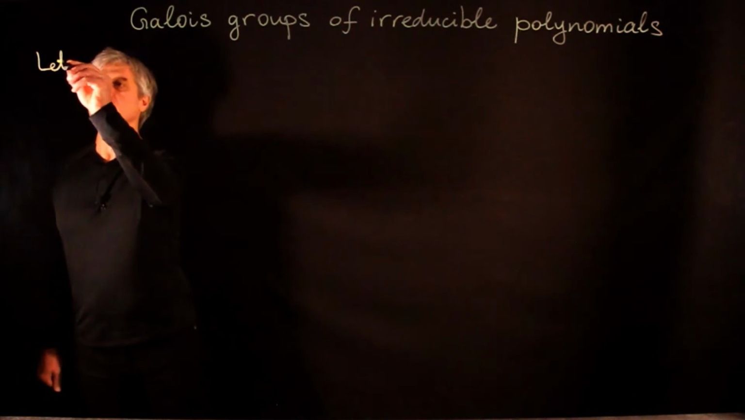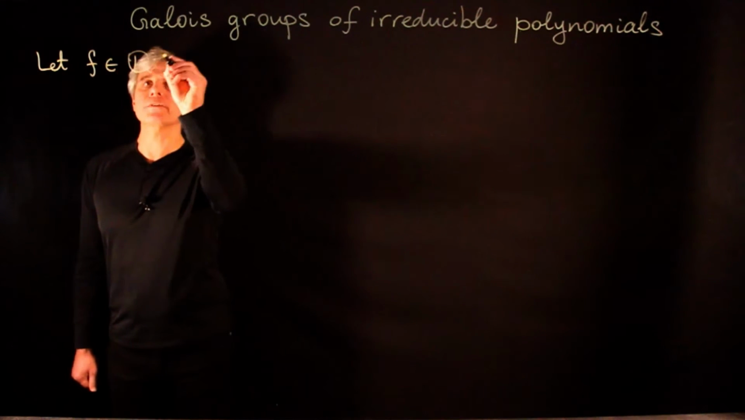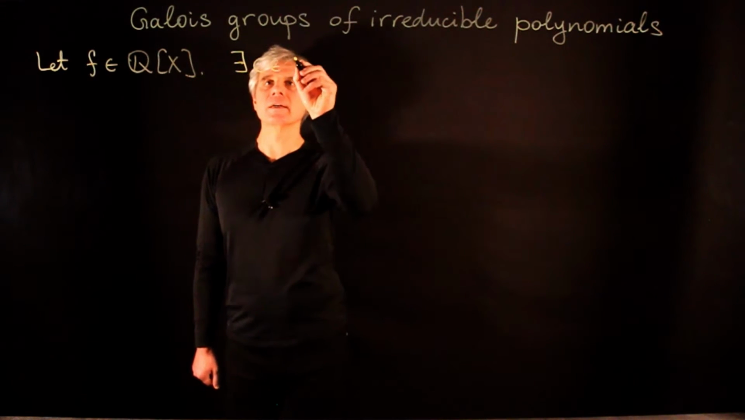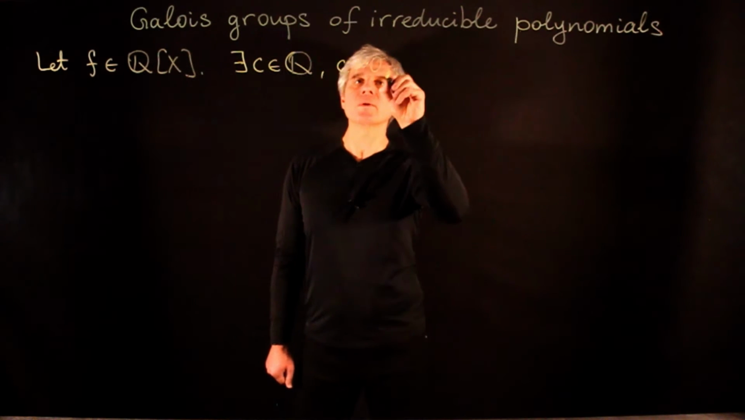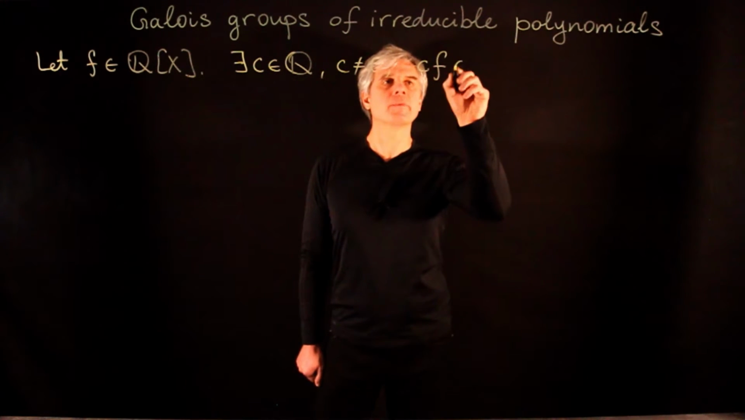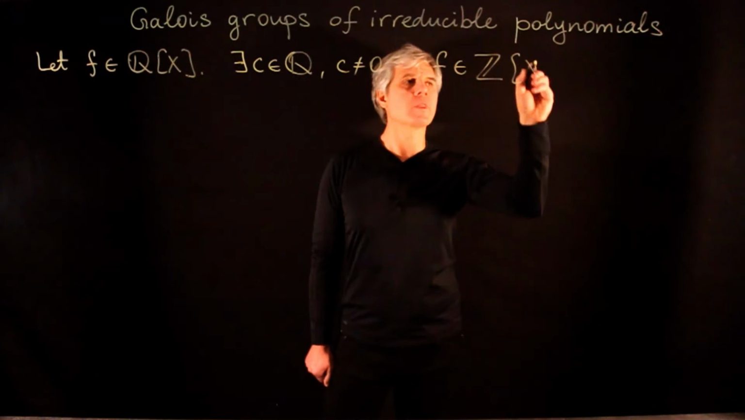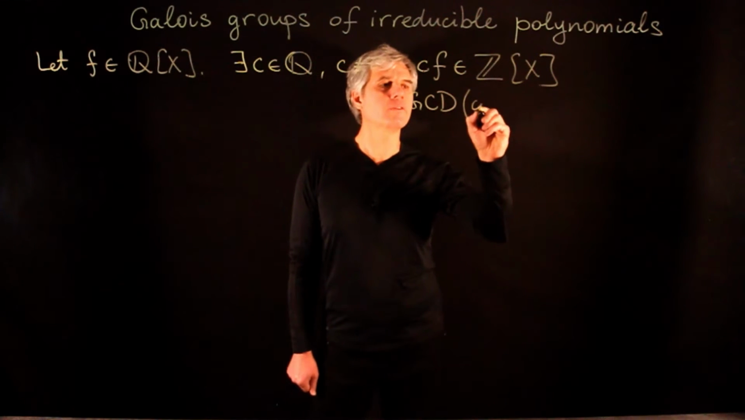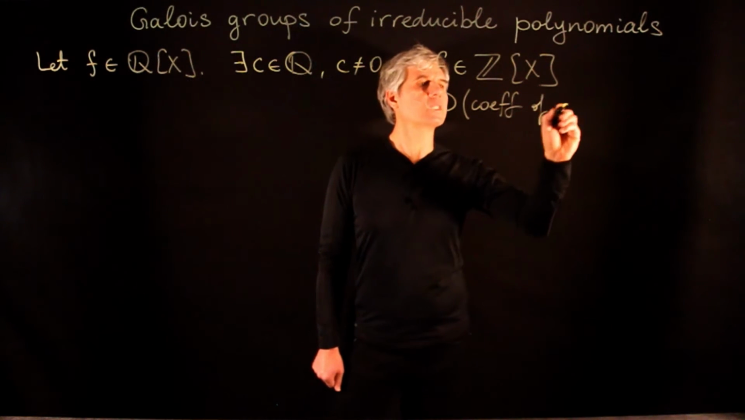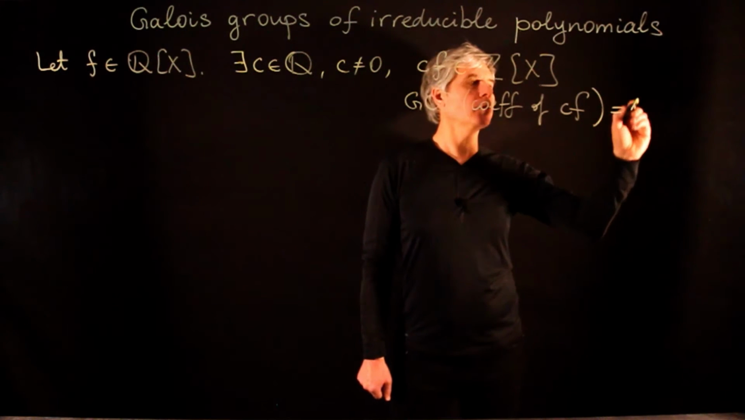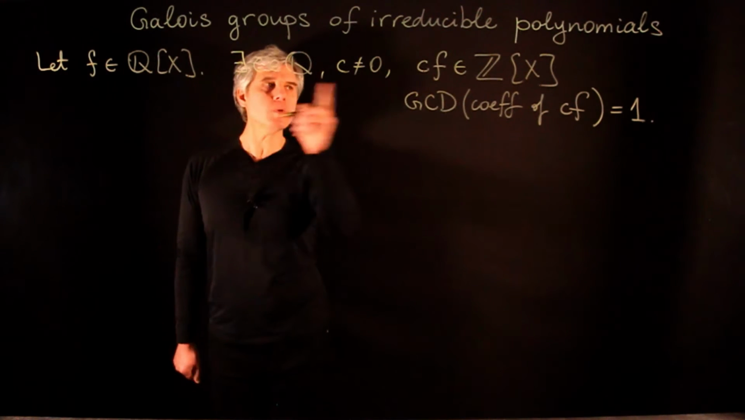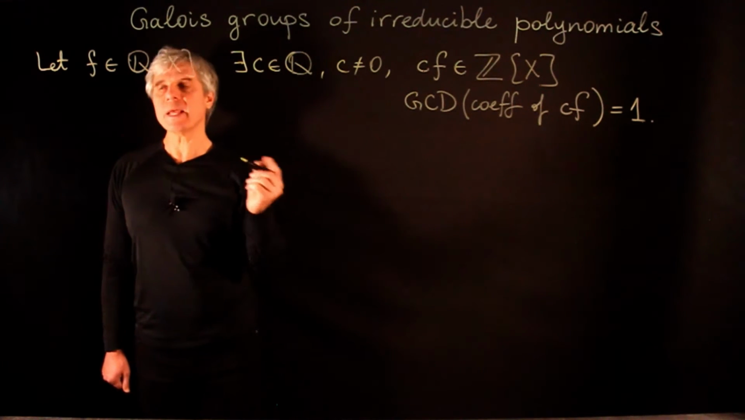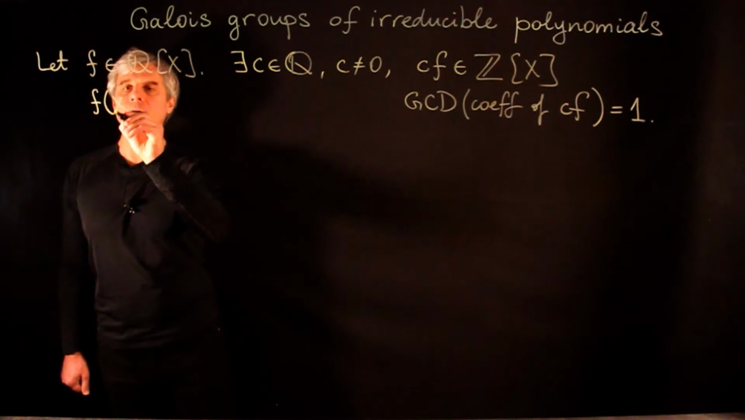Let f be a polynomial with rational coefficients. We can always find a rational scalar c, which is non-zero, such that c times f becomes a polynomial with integer coefficients, and the greatest common divisor of coefficients of cf is equal to 1. Of course, when we do this, irreducibility in Q[x] does not change. So without loss of generality, we assume that f is already such a polynomial.